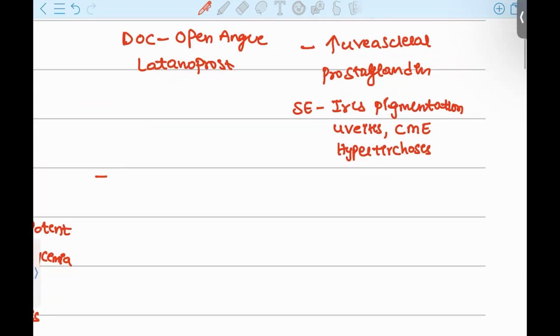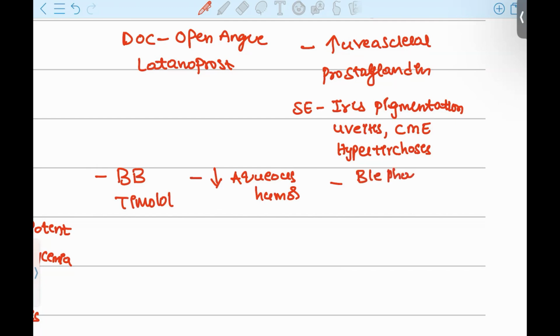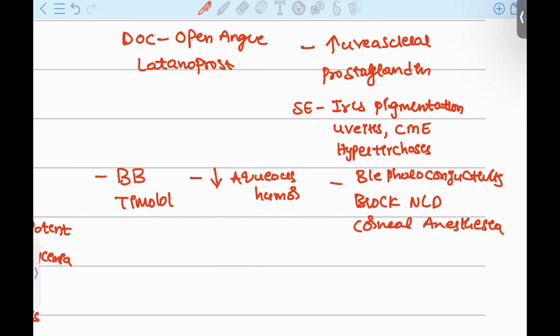And the next drug is your beta blockers. We all know beta blockers like your timolol. What is the mechanism of this drug? It will decrease aqueous humor production. The side effects will be associated with the B only. So blepharoconjunctivitis, and it will block the nasolacrimal duct, and also it will decrease the corneal sensation. Corneal anesthesia is also seen with the beta blockers.